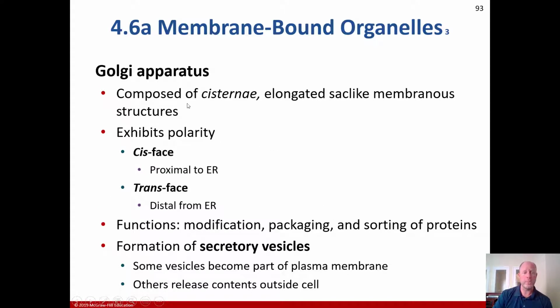As far as the Golgi apparatus, that's composed of the cisternae, elongated sac-like membranous structures. They exhibit polarity, with the cis face being proximal to the endoplasmic reticulum, and the trans face being distal from the endoplasmic reticulum. Their functions are modification, packaging, and sorting of proteins, and the formation of secretory vesicles. Some vesicles become part of the plasma membrane, and others release contents outside the cell.